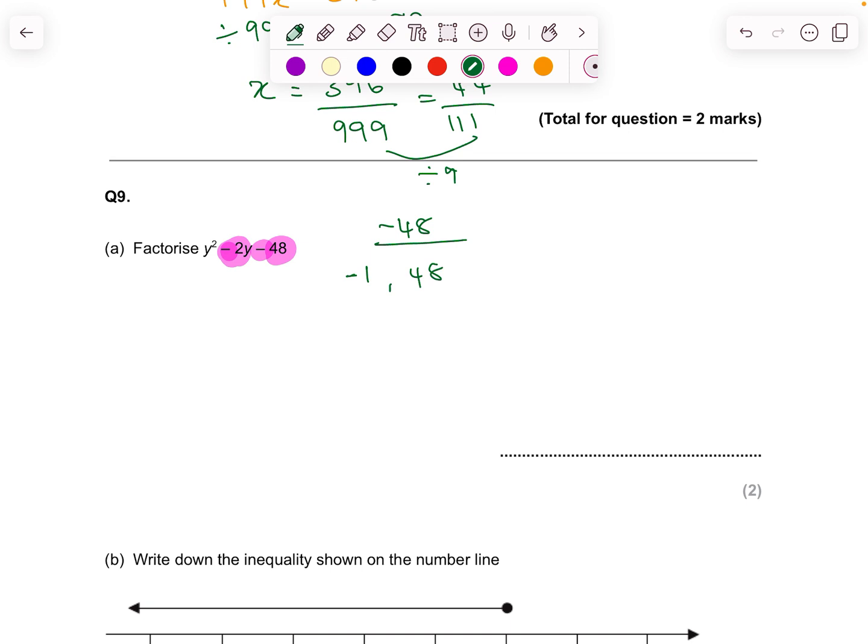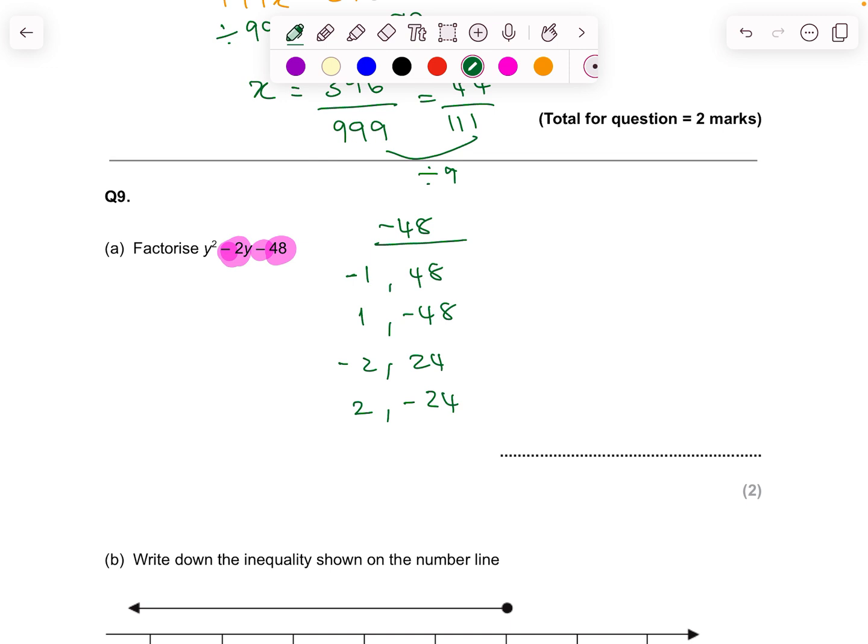Could be minus 1 and positive 48. Could be positive 1 and minus 48. Minus 2 and positive 24. Positive 2 and minus 24. And so on. You can go through that.